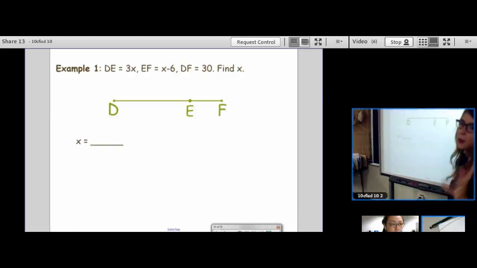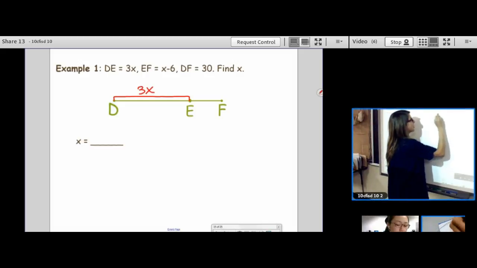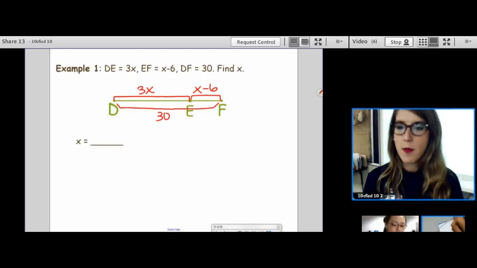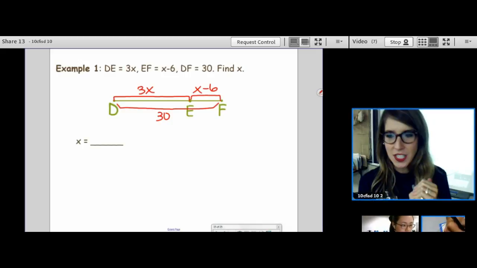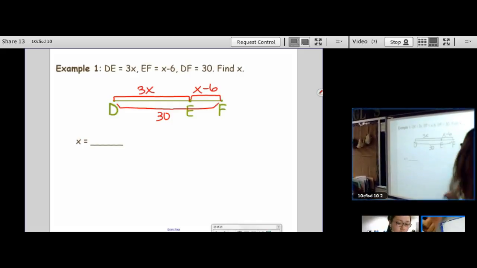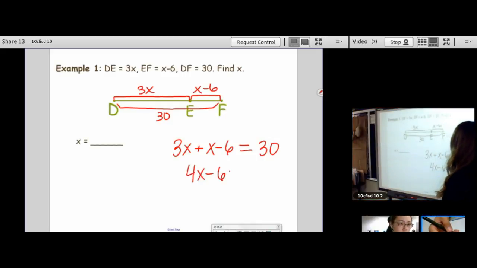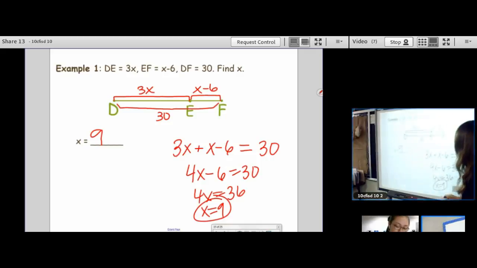All right, we're going to try about 3 or 4 examples. DE equals 3x. EF equals x minus 6. And DF is 30. Find x. Is this a midpoint problem or a segment addition problem? Kind of a clue is when you're given 3 things instead of only given 2 things, it's a segment addition problem, not a midpoint problem. All right, so we're going to do part plus part equals whole. And then you're going to work your algebra. You love that algebra. You're going to do it. Yay, algebra! Part plus part equals whole.